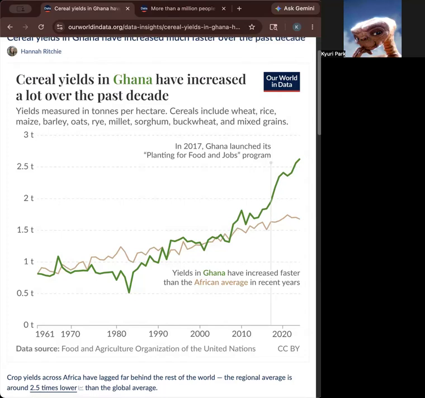So there are only two lines, so it is never confusing. And that 2017 annotation is really great because you can literally see Ghana's line shoot up right after that point. So the story clicks right away. It is pretty clean and simple.